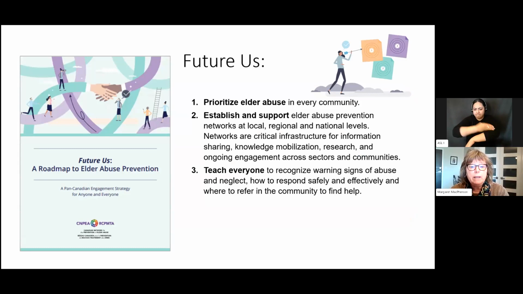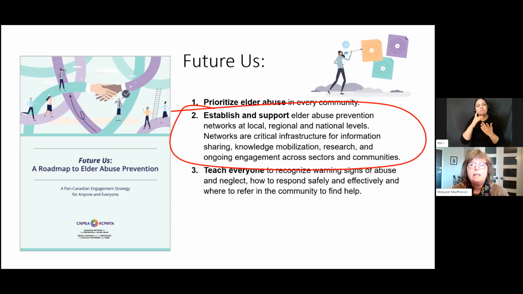So Future Us is a roadmap to elder abuse prevention. As I mentioned, this is part of that larger pan-Canadian strategy about engaging everyone in the work of prevention. And these are the 3 goals of Future Us: to prioritize elder abuse in every community, and then establish and support elder abuse prevention networks at local, regional, and national levels, and to teach everyone to be able to recognize warning signs and indications of escalating risk, how to respond safely and effectively, and where to refer to find help in the community. Those are the 3 goals. So this project really focuses on providing new resources to support the second goal.